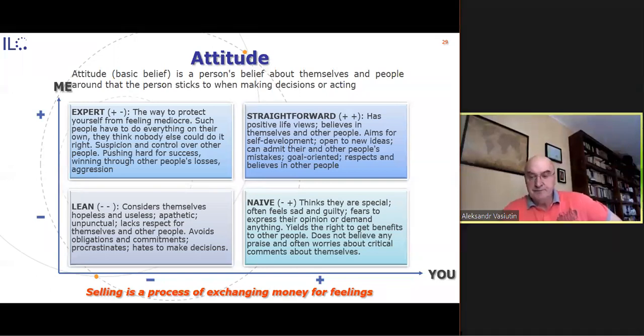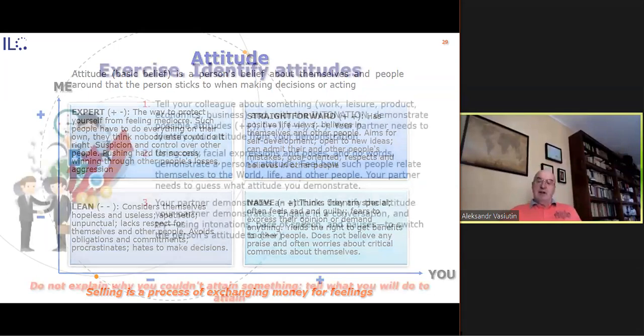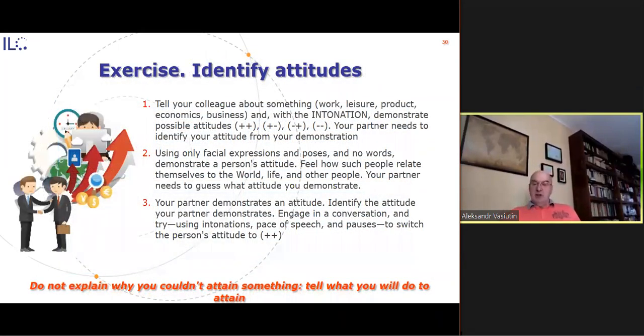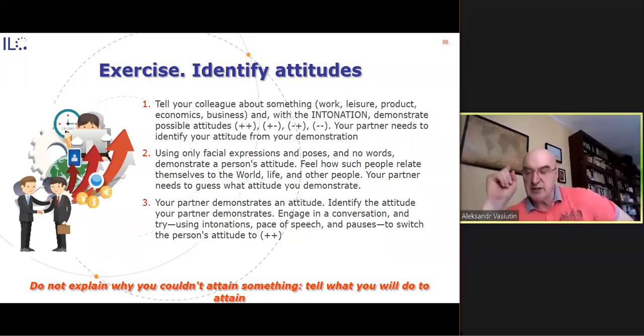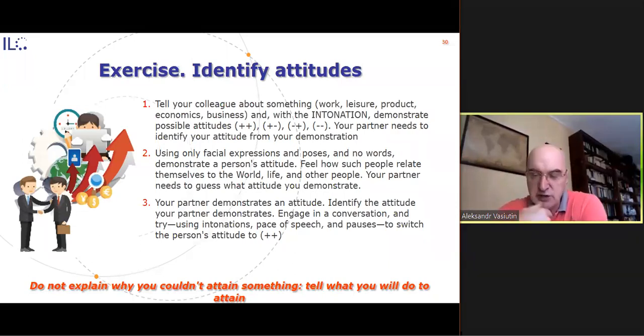Try to act in a different way with them. Well, I suggest the following: exercising. If we are in the groups, I will split you into the pairs, and one person would tell his peer about something, the work, his leisure time, weekend, and I ask him to tell it in the following way. You are an expert. Present it as if you are an expert. And he starts describing his vacations.